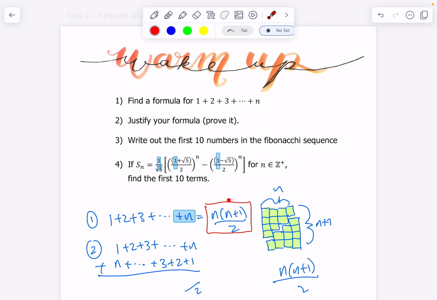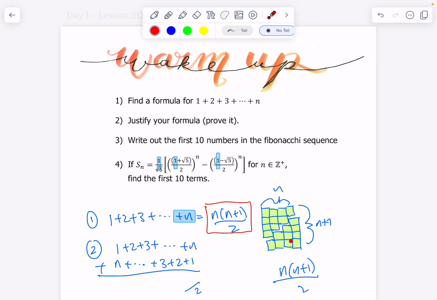We've already done this in class. We did it one way. So this is our formula, n times n plus 1 over 2. One way that we did it in class, this was a few months ago, we wrote out the sequence forward and backwards and then paired everything up, and then we divided that answer by 2, and that is how we ended up with this formula.